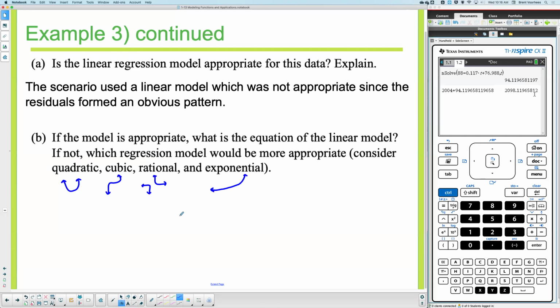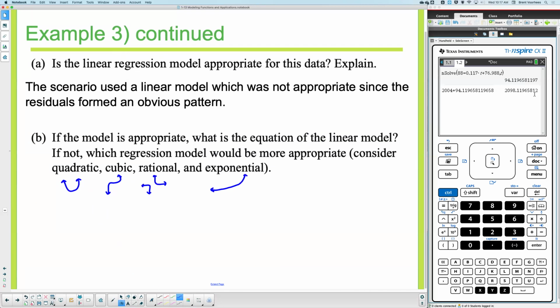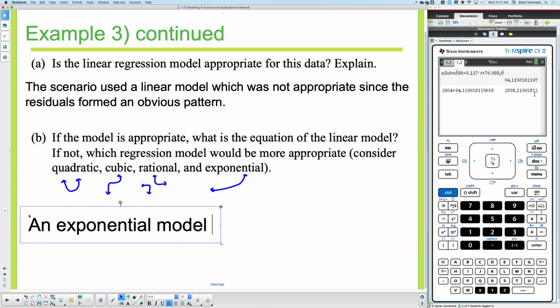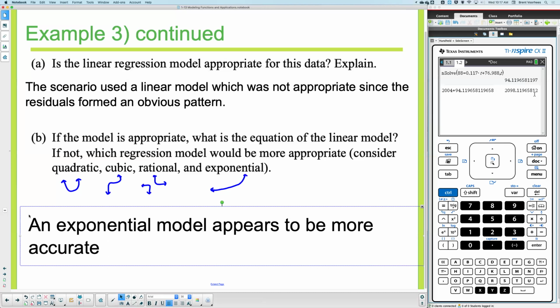Now when you look back at the data, the actual data on the scatter plot, what does it look like? Exponential. So here we'd say an exponential model appears to be more accurate from the data in the scatter plot.